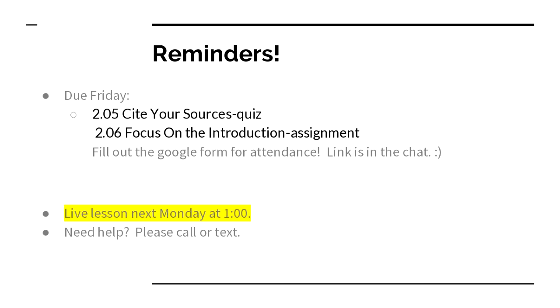So let's look at our reminders. 2.05, Cite Your Sources quiz. I'm going to read that. Do that on your own. 2.06, focus on the introduction, the assignment. Okay. For Module 2, we are working on your cause and effect essay for the entire module. So this week we're doing the introduction. Next week we'll be doing the body paragraphs. Okay, so it's really important that you take your time and do your best on this.